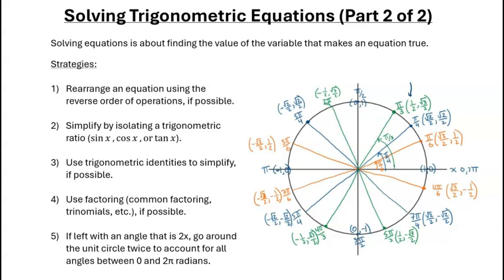And just a quick review as well, that the x-coordinate of all the coordinates on the unit circle is the cosine of an angle, and the y-coordinate is the sine of the angle. And so that is super helpful to keep in mind when we get our exact answers.